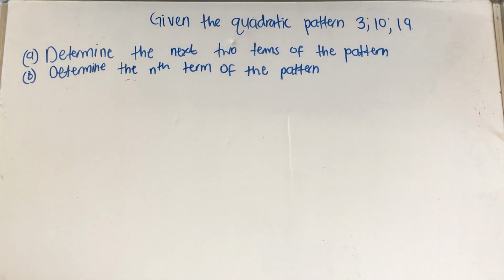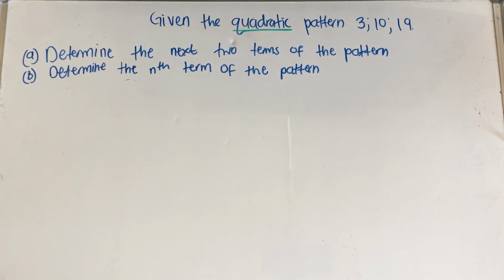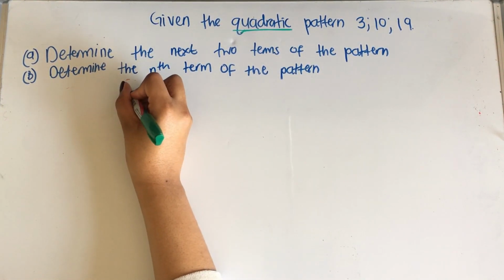And our last question is: given the quadratic pattern of 3, 10, 19, etc., now determine the next 2 terms of the pattern. All right, how do we do that? Let's get right into it.